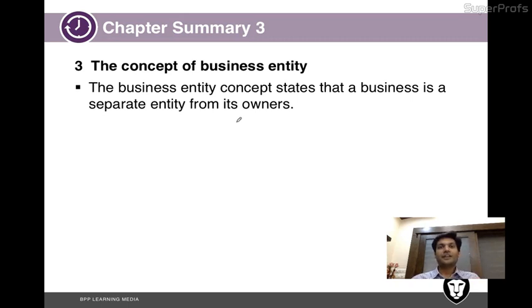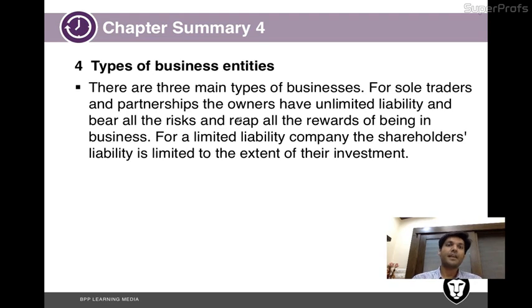What is the business entity concept? It basically tells you that the business and the business owner are not the same. They are two different entities. And we also discussed there are three main types of business. The first is sole traders and the partnership, in which owners have unlimited liability. That means here the creditors can even touch the personal assets of the sole traders or the partners because they have unlimited liability.